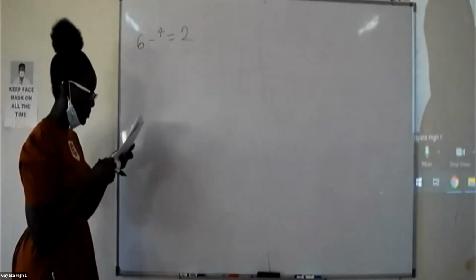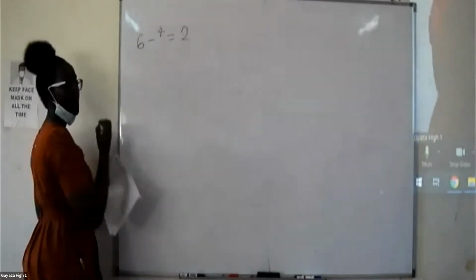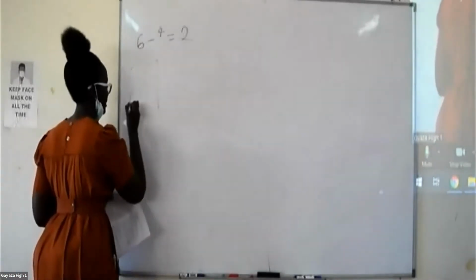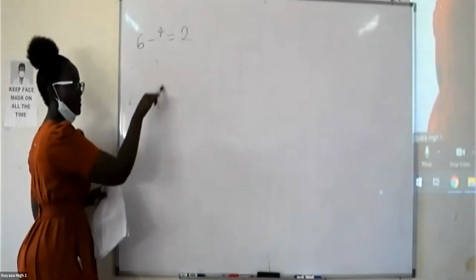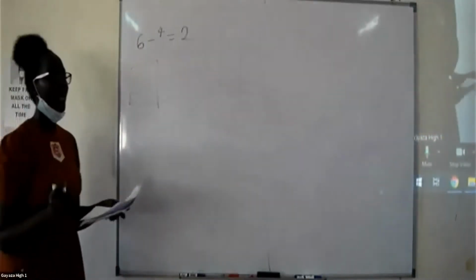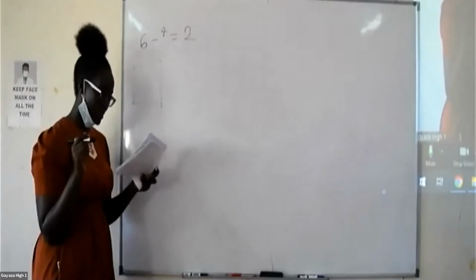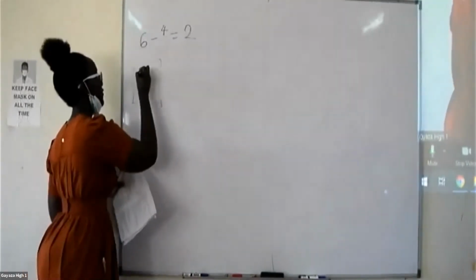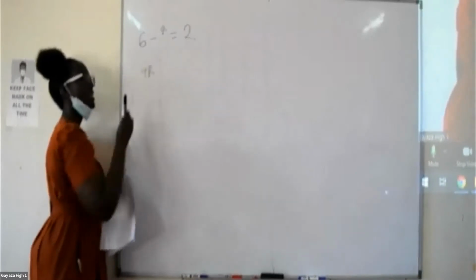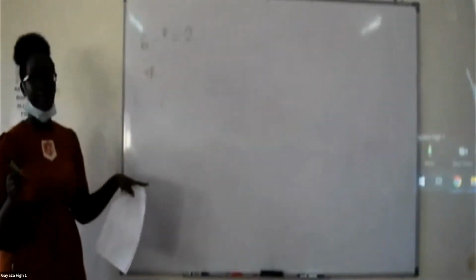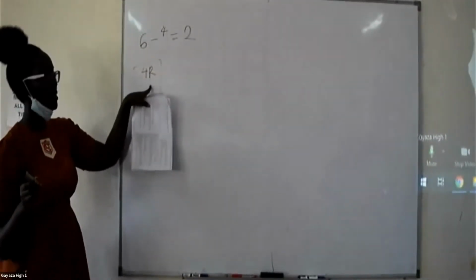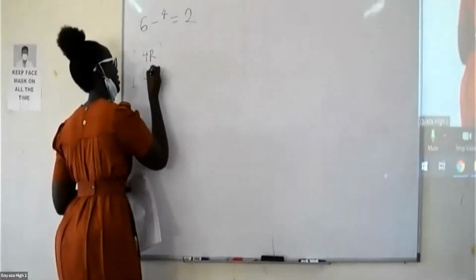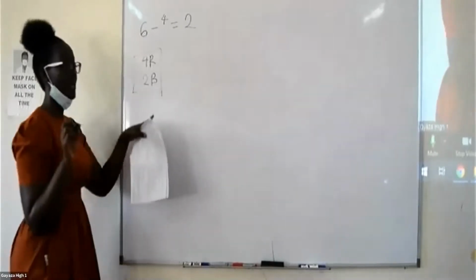Then we are told to draw a probability tree to show the possible outcomes. So the probability tree will look like this. In this first box, we have to present the colors and the number of balls in the specific colors. So the number of red balls is 4. We'll take R to represent the red balls, so R means 4 red balls. Then 2B, the B will represent the blue balls.